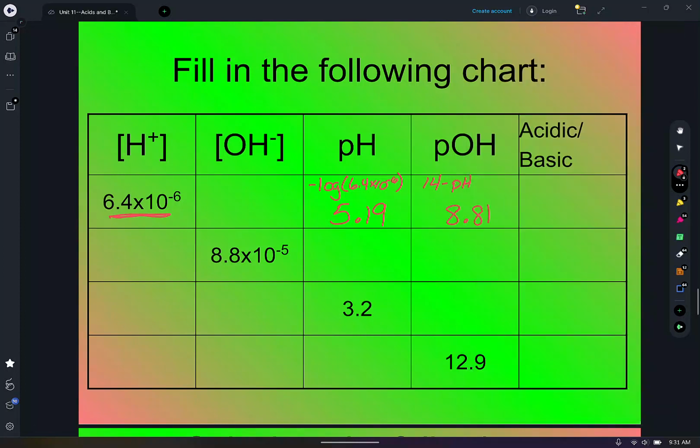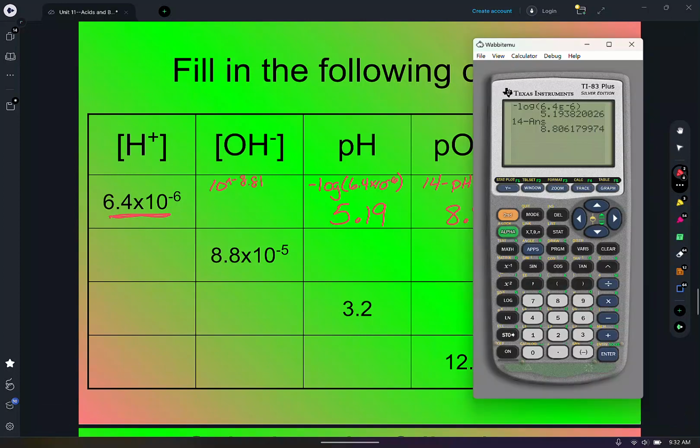Now I'm going to come back and do the OH minus. I go back to my little chart. I'm in the pOH corner, so I'm going to go up to the OH minus, and in order to do so, I'm going to go 10 raised to the negative pOH. In this case, it's 8.81, so it's going to be negative 8.81. And on the calculator, it's going to look like that.